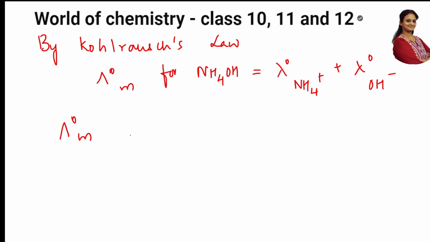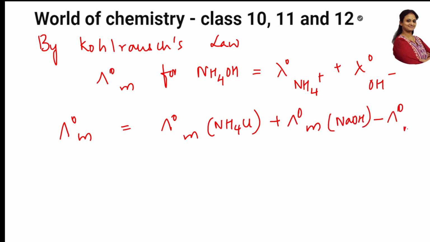First of all, lambda naught infinity for all the three. Because I have to calculate for ammonium hydroxide, I'm going to take the first one, which is ammonium chloride. Now I'm adding ammonium chloride, then next I'm adding sodium hydroxide, then I'm subtracting sodium chloride. Ma'am, why? See here, I want ammonium hydroxide. Here, this plus and this minus get cancelled. Here, positive Na and negative Na get cancelled. What is left out? Only ammonium hydroxide is left. Perfect.